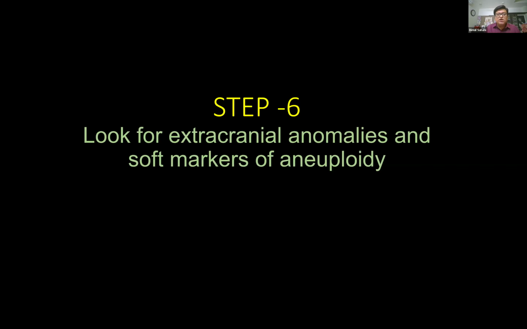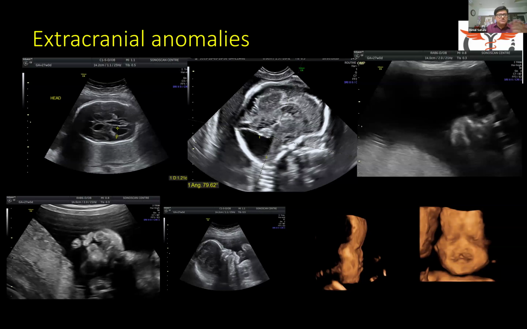So you've done your CNS evaluation. Step 6 is to look for extracranial anomalies and soft markers of aneuploidy. Because for all these syndromic cases, there can be a lot of association with ventriculomegaly. There could be associated CNS anomalies also. And when you put all this together, you may come to a syndromic diagnosis, and you would also know exactly what genetic test you need to perform.